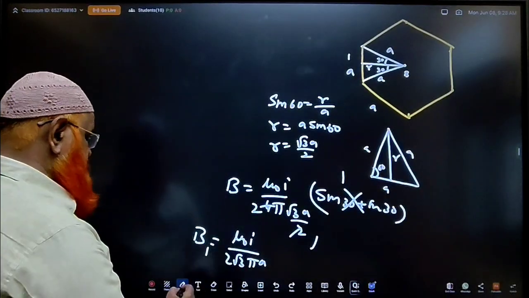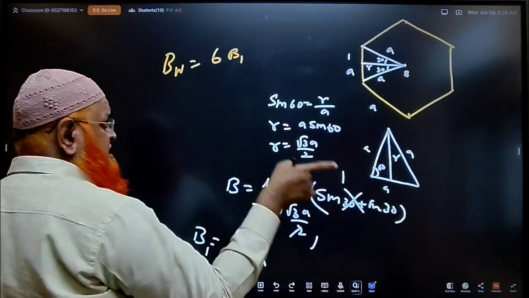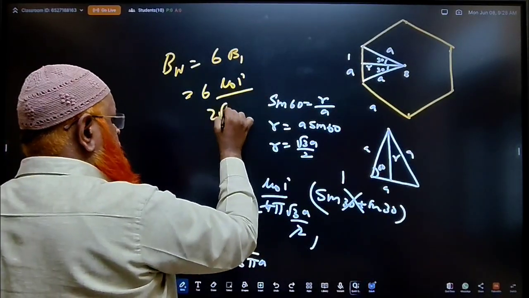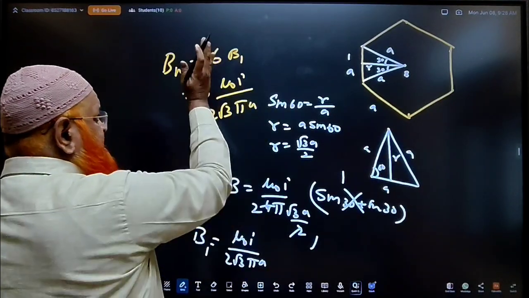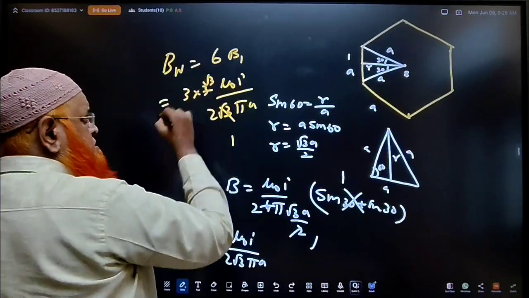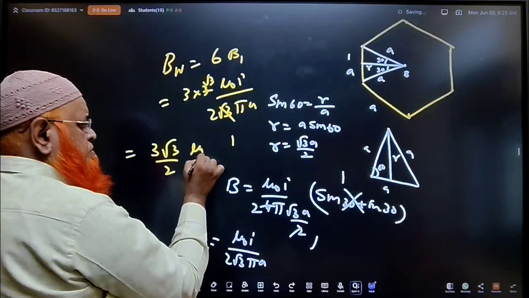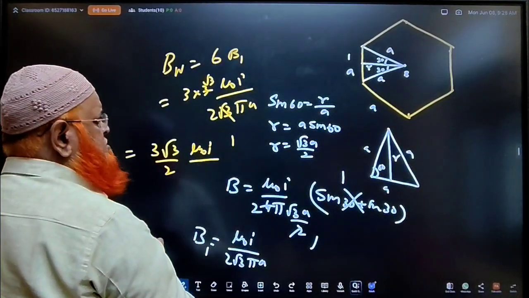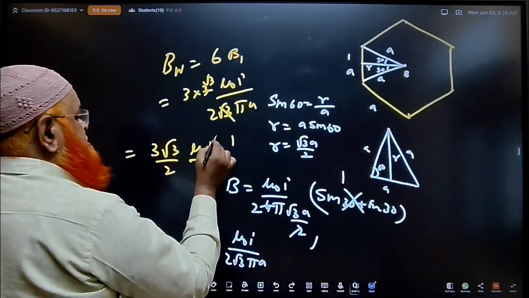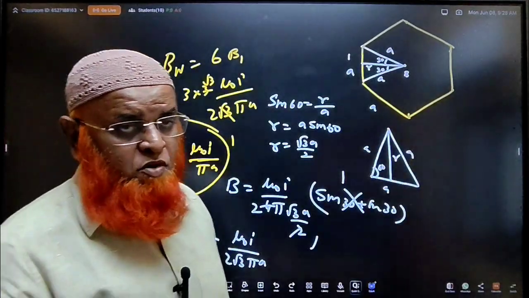For 6 wires, what is B net? B net is equal to 6 times B for a single wire. So 6 into mu naught I by 2 root 3 pi A. Can I write this 6 as 3 into 3, that is 3 times root 3 times root 3? So your final solution is 3 root 3 by 2 times mu naught I by pi A. So this is B net for a hexagonal shaped body.